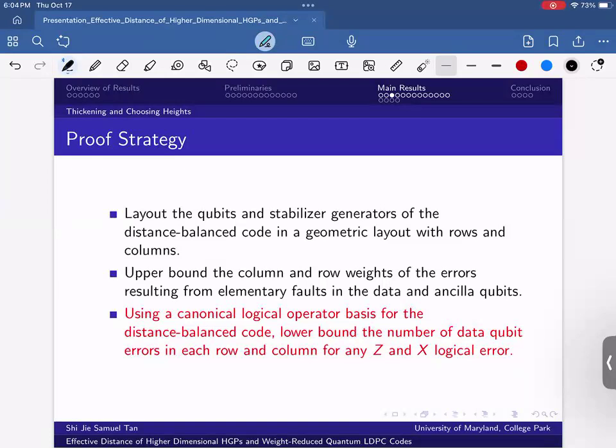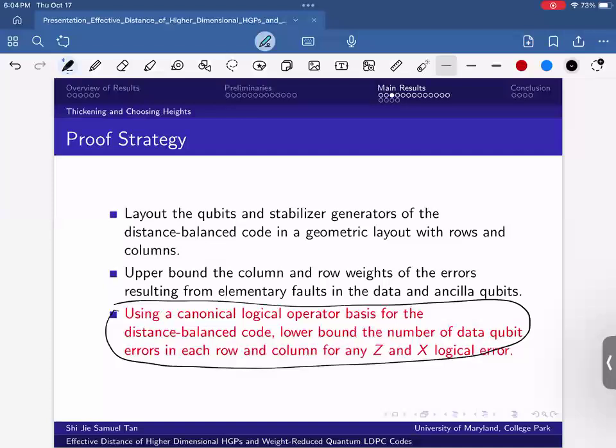And the next thing we want to show is that, using a canonical logical operator basis of the distance balanced code, we can lower bound the number of rows and columns that have to be inflicted with errors in order for the errors to actually be a logical error.